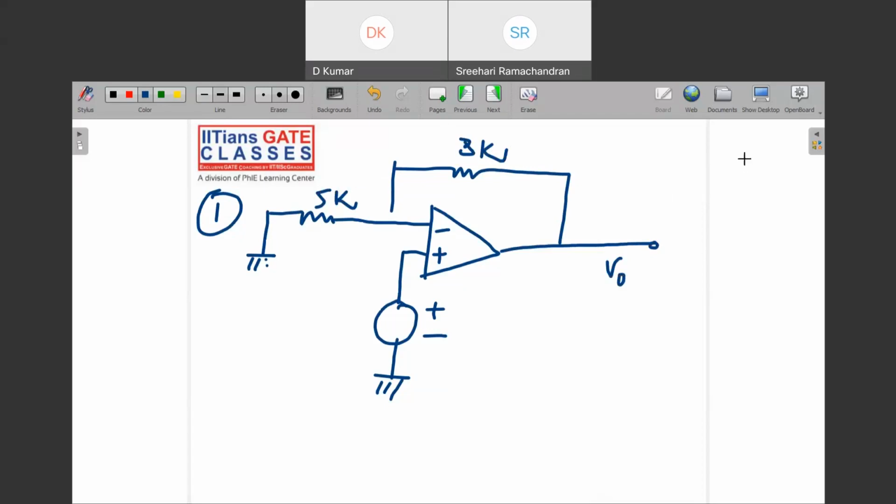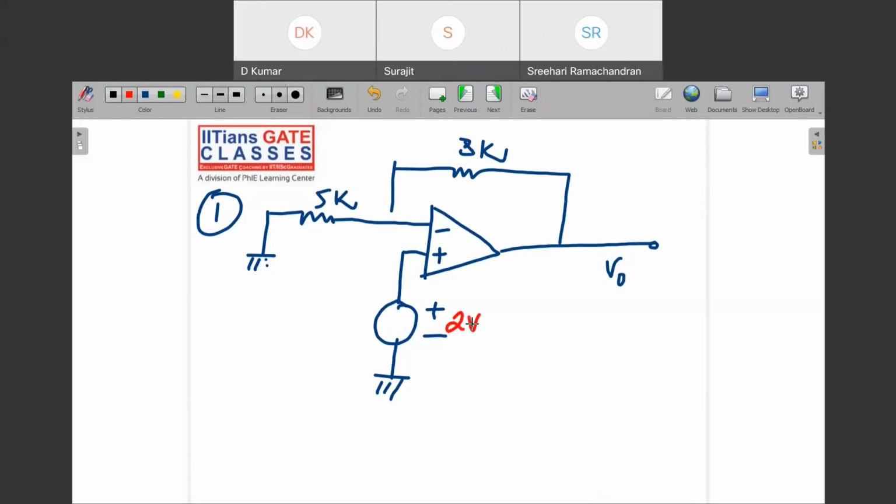Welcome, Surajit. This is the first problem. Have you noted down this problem? This is a 2 volt supply. Can you tell me what kind of amplifier this is, by looking at whether it is a non-inverting or inverting amplifier? You have to find the output. Very easy problem. Non-inverting, yes, because the input is connected to the non-inverting terminal.